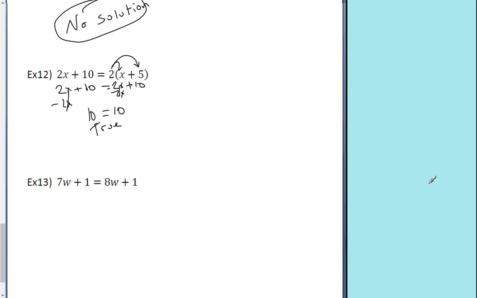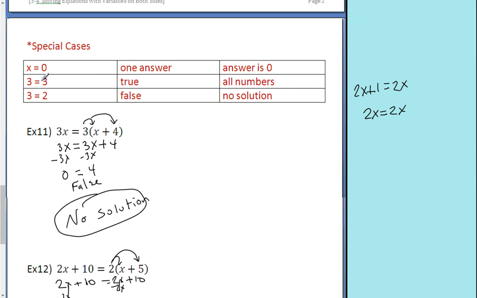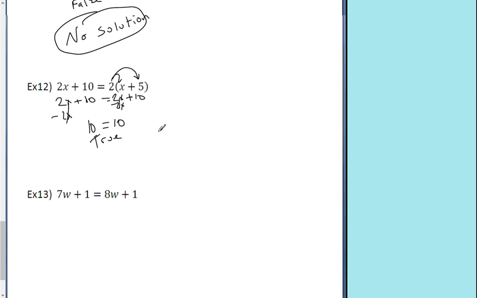So when you get a number equaling a number that it's equal to, so 3 equaling 3, that's true, and so the answer is all numbers. What all numbers means is no matter what number I put into this equation, it's going to work. And you could test these, you could check them, put in any number at all, and it's going to be equal. So there's that. All right, the third type of problem.